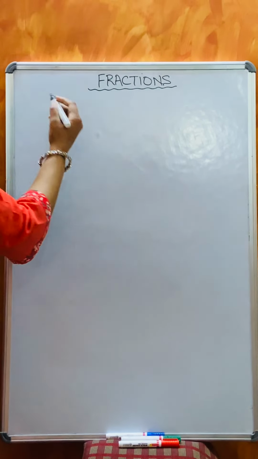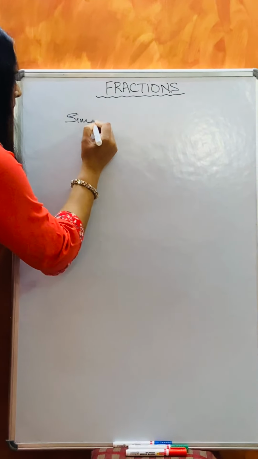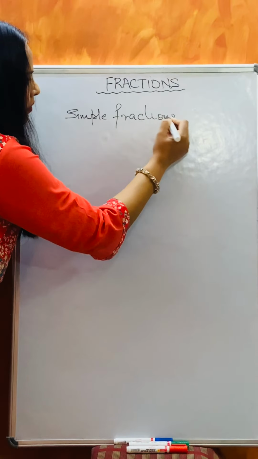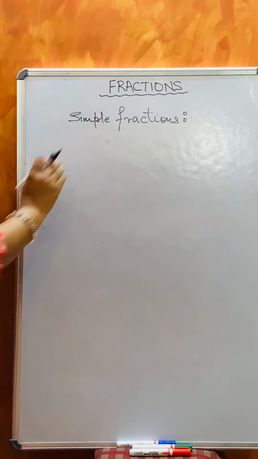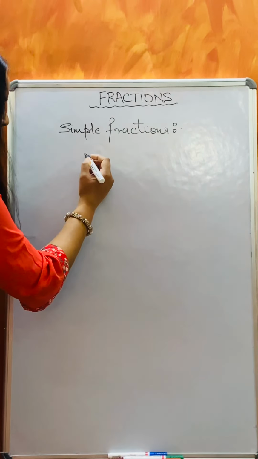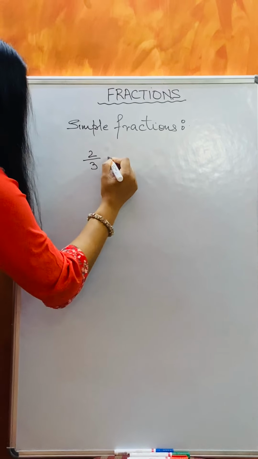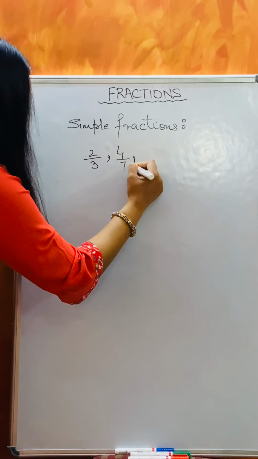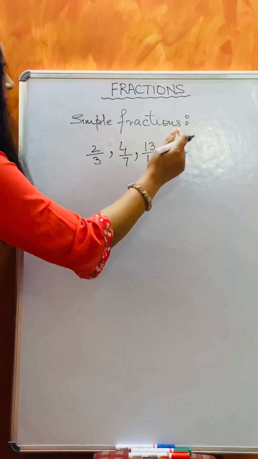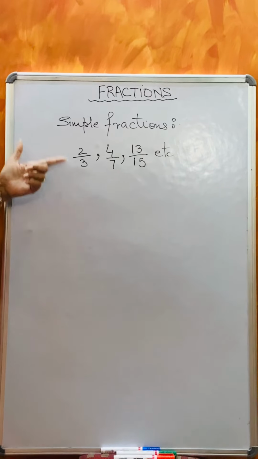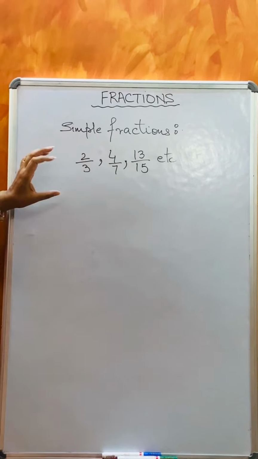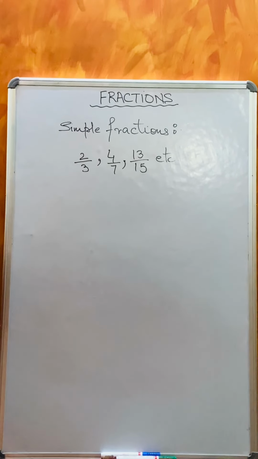Now what are simple fractions? Simple fractions are the fractions in which the numerator and the denominator both are simple whole numbers. For example, 2 by 3, 4 by 7 and 13 by 15, etc. All these are simple fractions. As you can see, in 2 by 3, 2 and 3 are whole numbers, 4 and 7, 13 and 15, all these are whole numbers. So these are known as simple fractions.